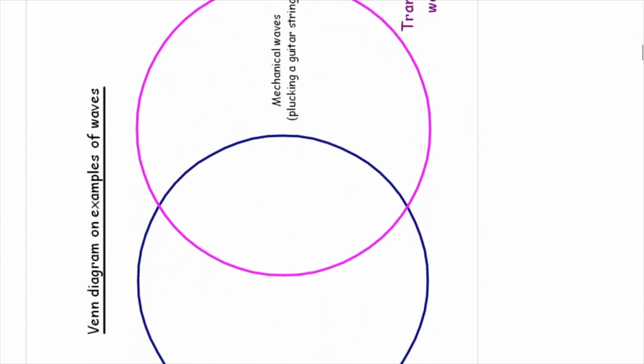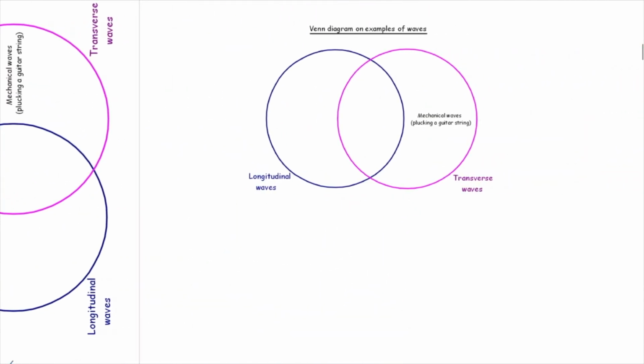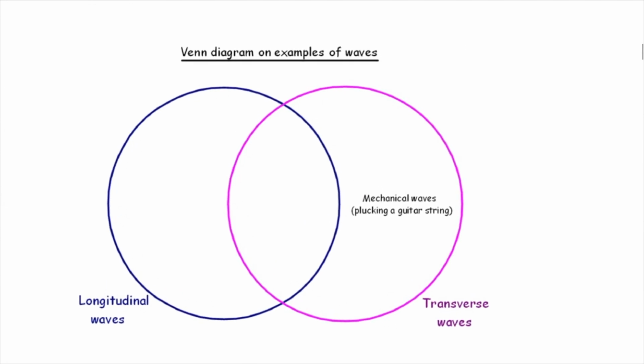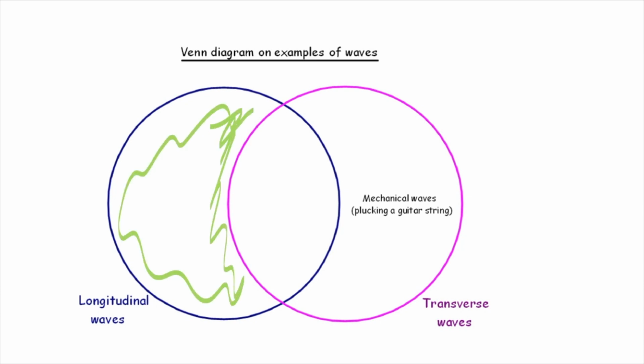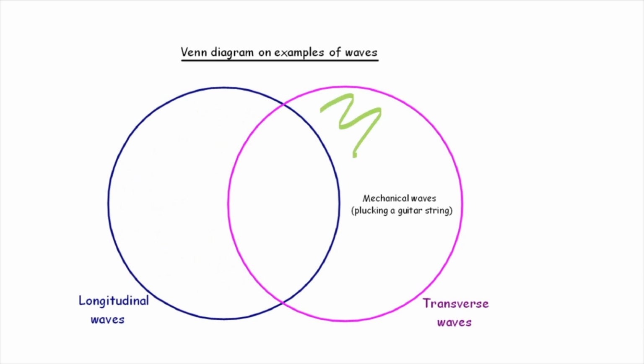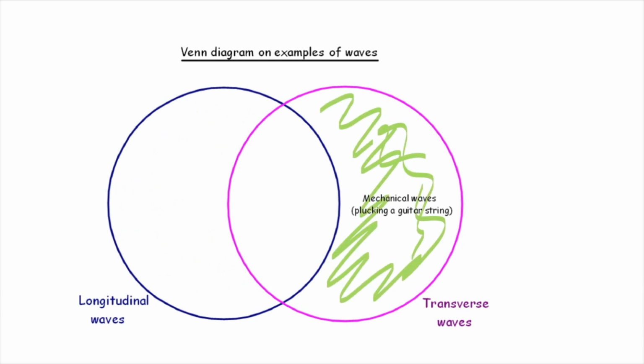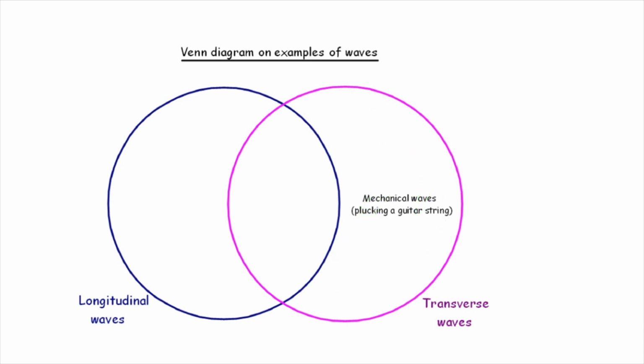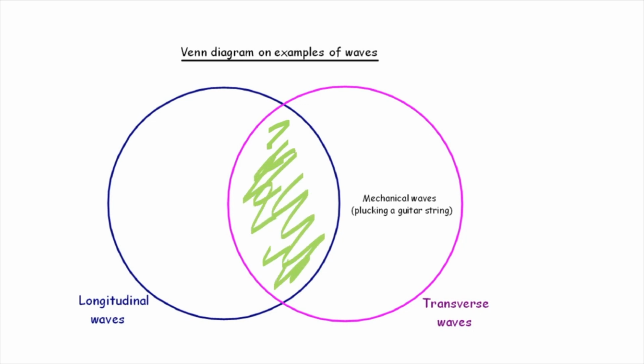Right, turn over now please to page 6. So what page 6 should look like. And your task here is to complete this Venn diagram. Remember, the way Venn diagrams work is that everything just in this section in green here would be applicable to longitudinal waves only. Everything over here would be applicable to transverse waves only, and everything in the middle would be applicable to both.